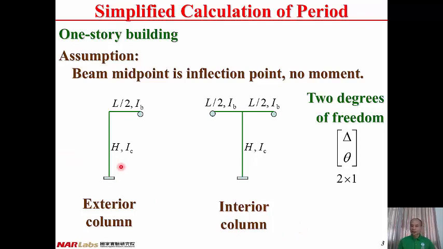Here H is the height of the column. IC is the moment of inertia of the column. L divided by 2 is the half of the span of the beam. IB is the moment of inertia of the beam. For the exterior column, one beam is connected to the column. In the interior column, two beams are connected to the column. No matter whether it is an exterior column or interior column, there are two degrees of freedom. One is delta, the lateral displacement at the joint, and theta is the rotation at the joint.